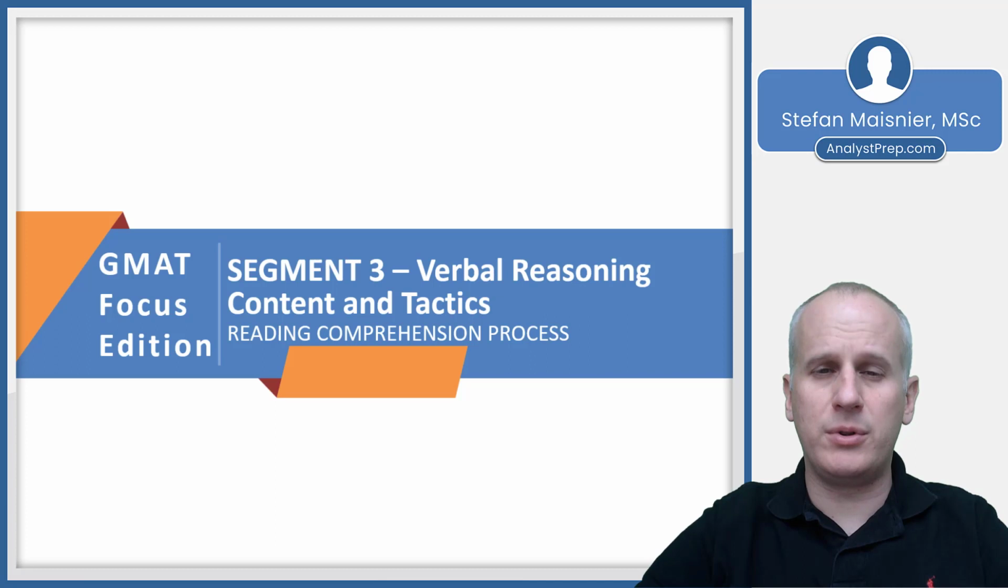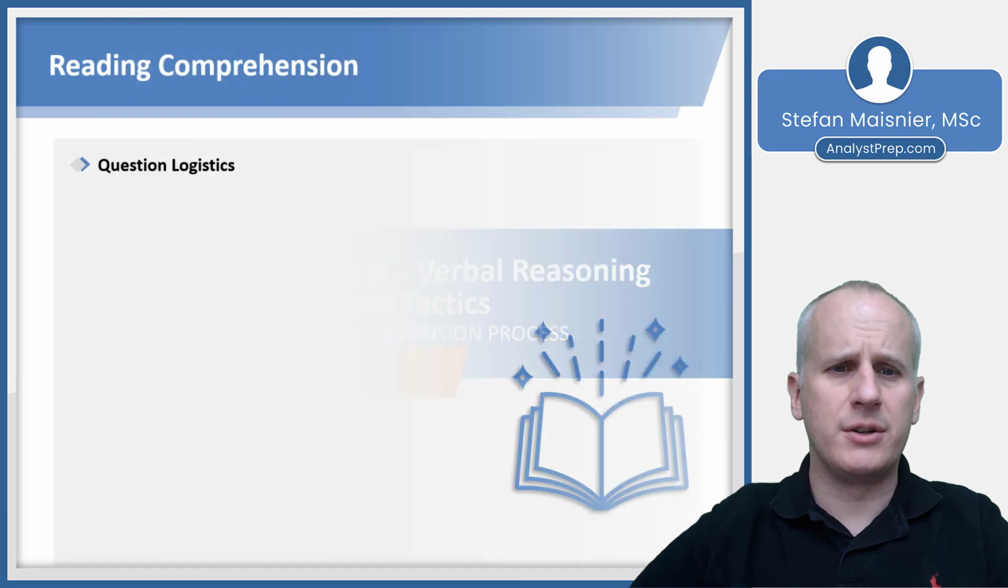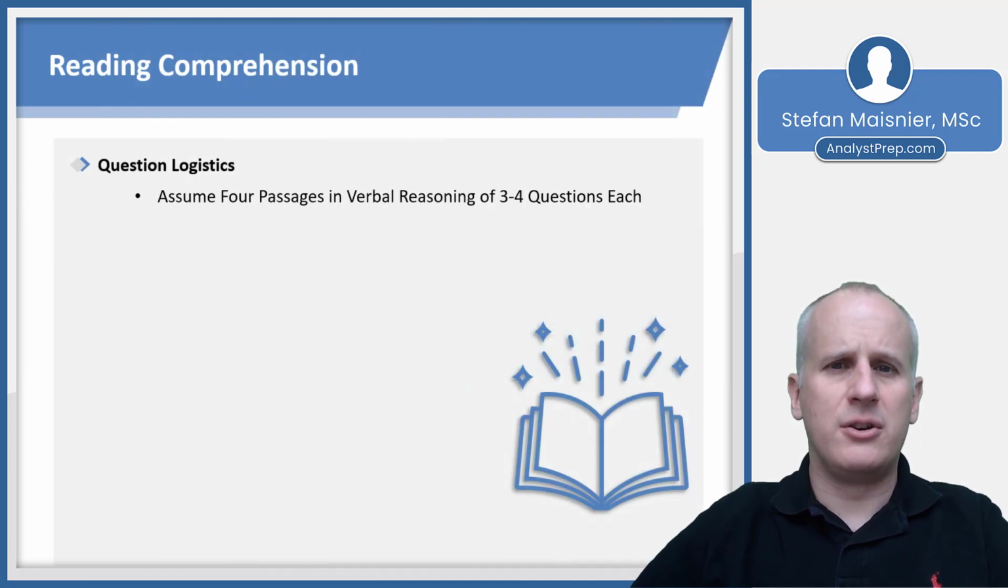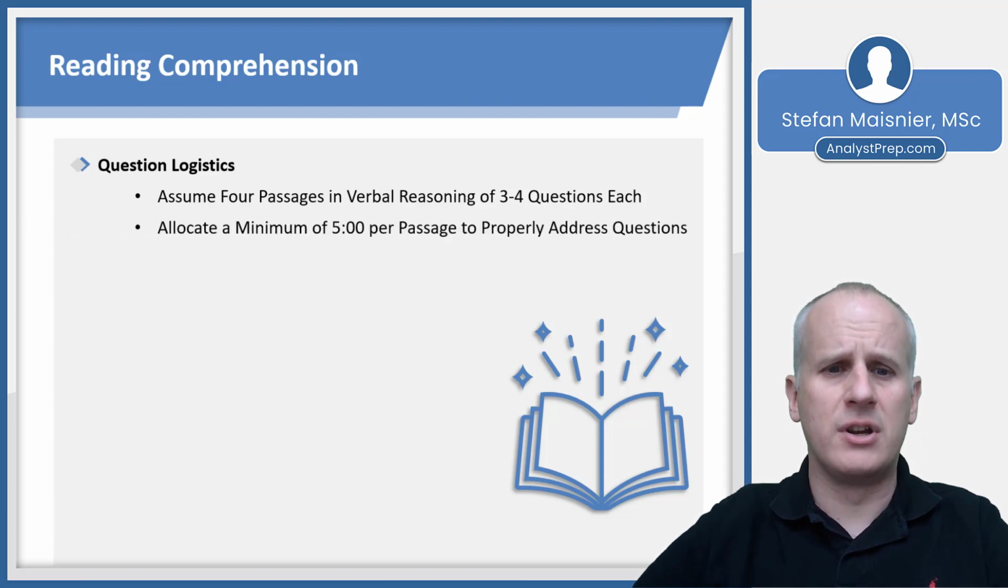In this lesson, we will cover the overall process for the most common question format you're going to find in the verbal reasoning section, and that's going to be reading comprehension. So, just logistically, you're going to need to assume that there are four passages in the verbal reasoning, and each of them are going to have 3 to 4 questions each. You're going to want to allocate a minimum of 5 minutes per passage to properly address the questions.